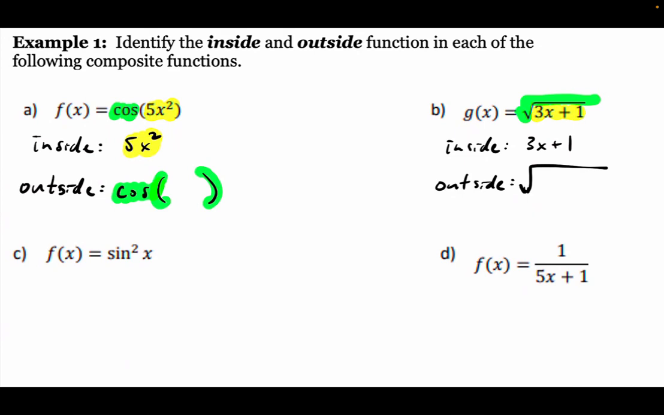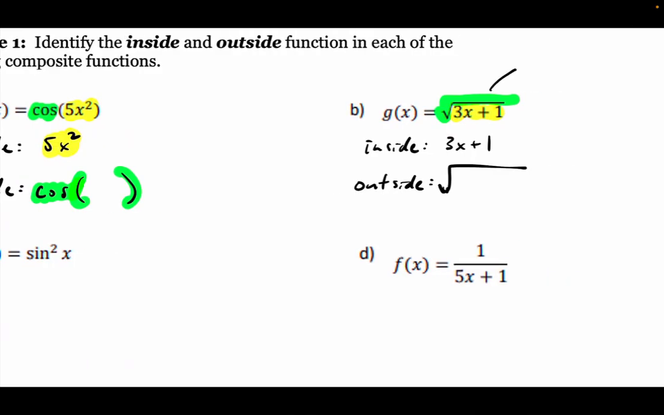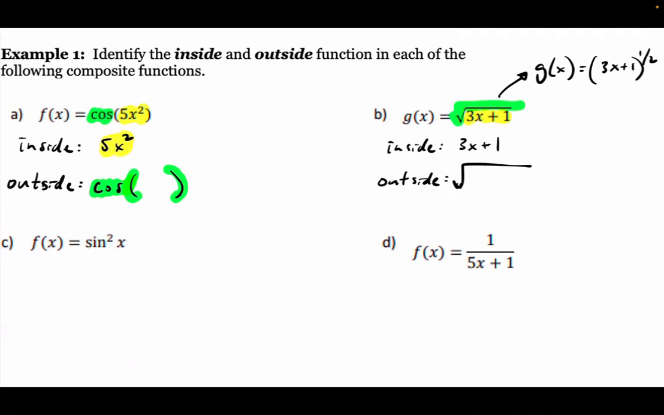And what do we always do with roots? I'm not doing it now because I'm not finding a derivative, but if I was going to find the derivative of b, what would I do first? Change it to a power, right? Change it to 1/2 power. So I would change it to g of x equals 3x plus 1 to the 1/2, right? That's what I would do first. I didn't do that now because I'm not finding a derivative. Next page, when we're finding derivatives, we'll do that. Okay? All right, let's go to the next one.